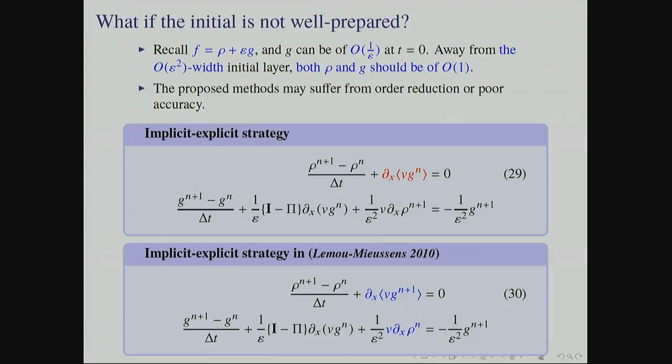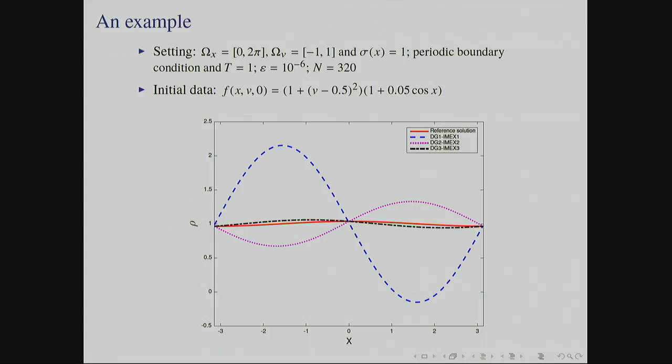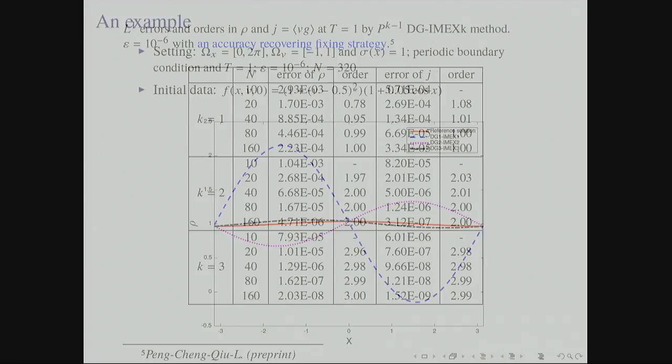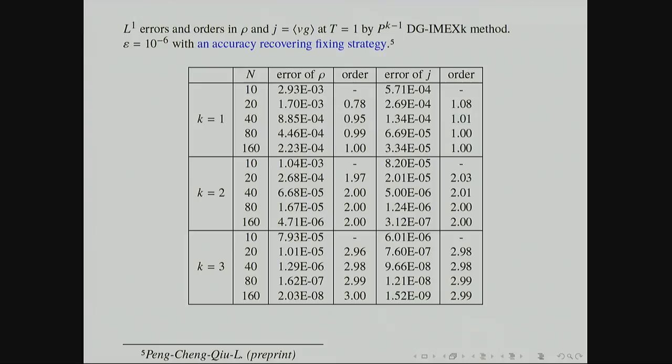Just a quick example. Here we have an example where the solution does have an initial layer. In this slide, the solid curve is the exact solution, and the dotted curves come from a computed solution using formally first, second, and third order schemes. The error is fairly large, almost order one. Then we use Lemou and Mieussens' type of implicit-explicit strategy. I should mention we're not increasing the cost; the cost is comparable. We get a pretty clean convergence order, which means we safely jump over the initial layer.